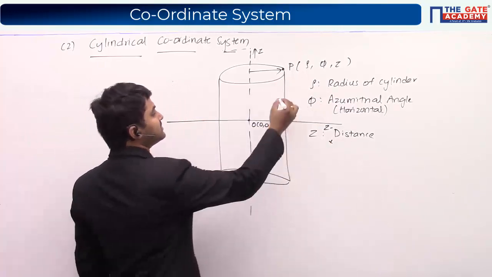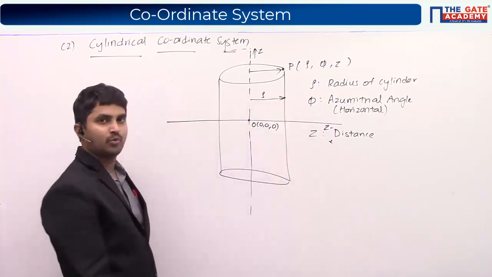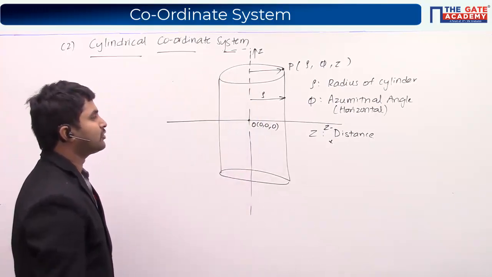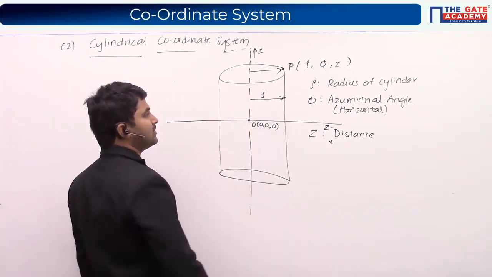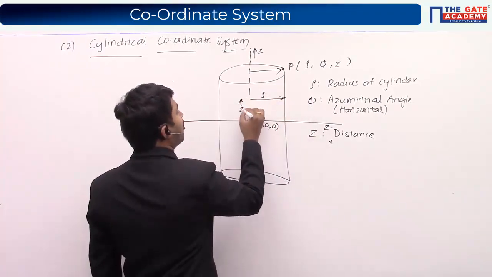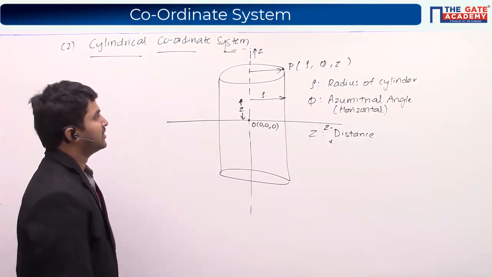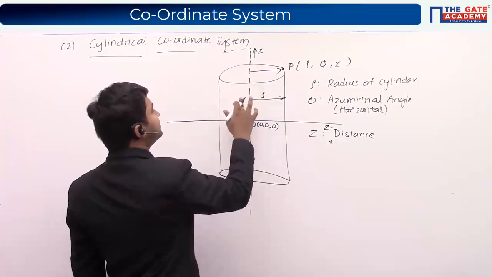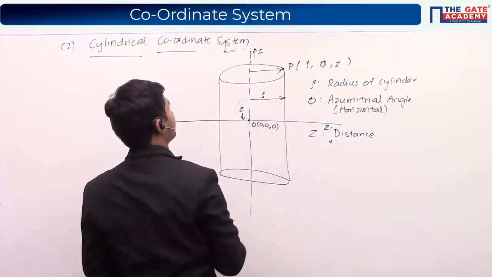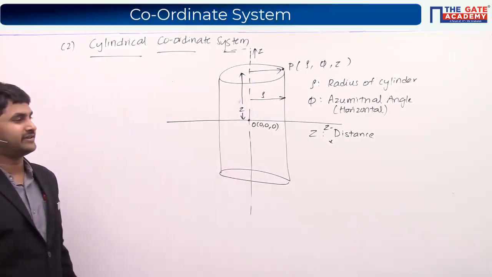For example, if the point is here, in that case also the radius rho is the distance of the point from the axis, which we call the radius of the cylinder. Z is the height that you are covering from the origin, the z distance. If the particular point is here, it is still here.